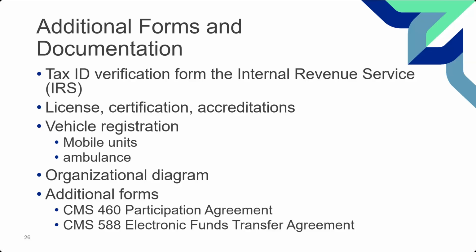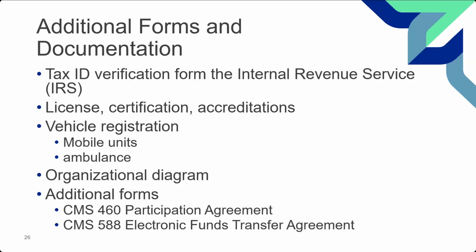If there's a vehicle involved, this would be for ambulance and just regular mobile units, we do need a copy of the vehicle registration. This is the vehicle registration that might be in the glove compartment of the vehicle. We do need a copy of that. It confirms the VIN number for us. Organizational diagrams, we just talked about a little bit. Some additional forms that might be needed.